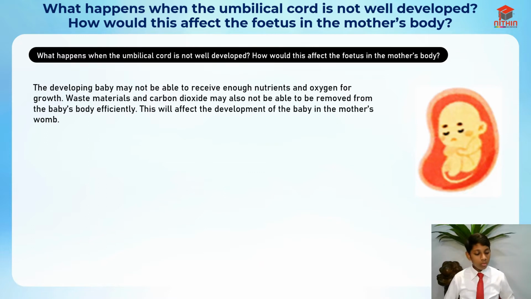So basically, what they are trying to say is that the umbilical cord is the one that transports nutrients and oxygen to the baby, right? And it also takes out waste materials and carbon dioxide from the baby, right? So, if the umbilical cord is not well developed, it may affect the transmission of nutrients and oxygen and the removal of waste materials and carbon dioxide. Okay? So that's the concept over here. Now let's move on to the next question.